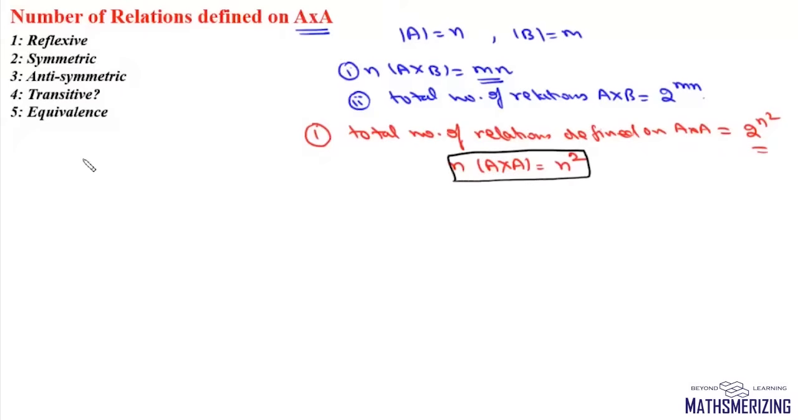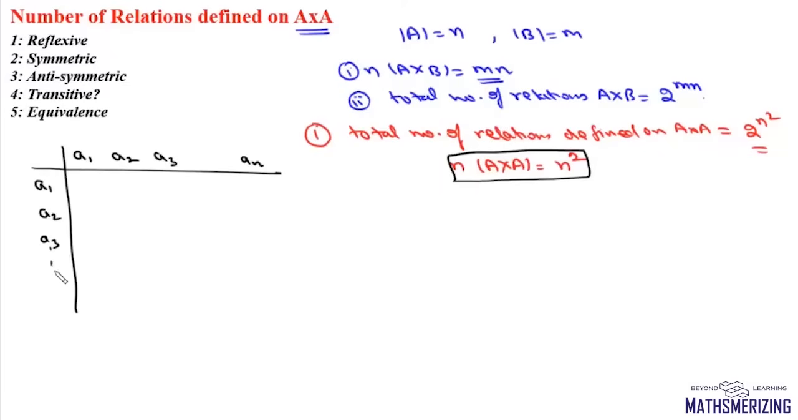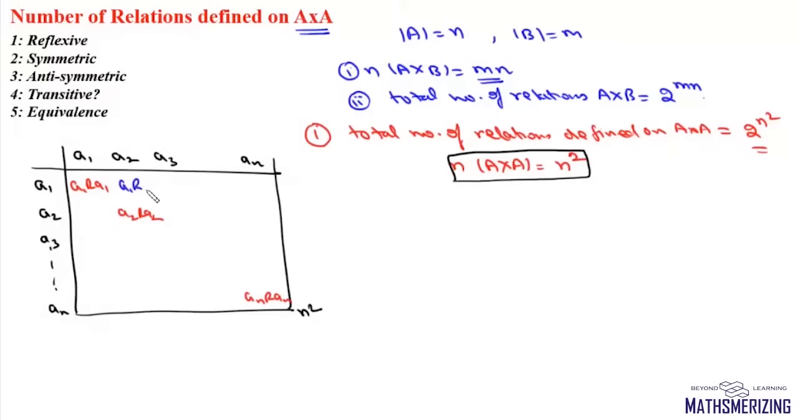Now we know that the number of elements in A cross A will be n square. Suppose we express this A cross A with a matrix, with A1, A2, A3 and AN along the top, and A1, A2, A3 and AN along the side. So we have n rows and n columns, and altogether we have n cross n, that is n square elements. Now the elements in the diagonal are A1, A1, A2, A2 and AN, AN. Non-diagonal elements are A1 R A2 and this is A2 R A1.